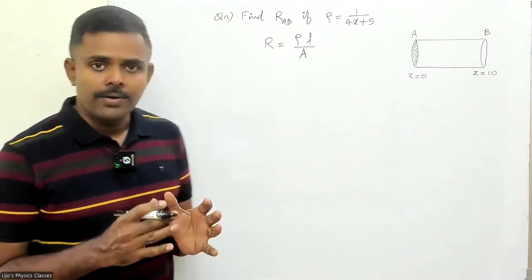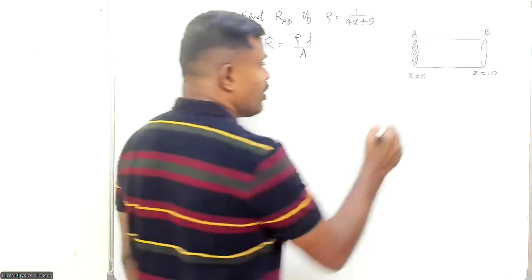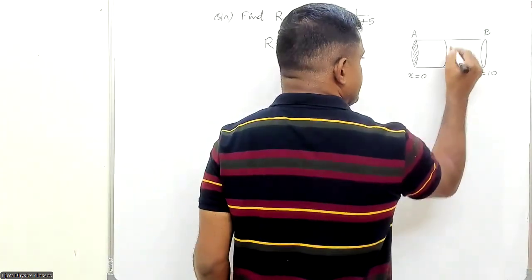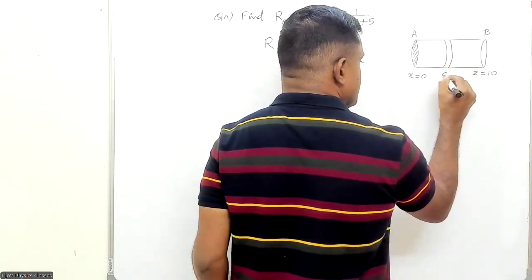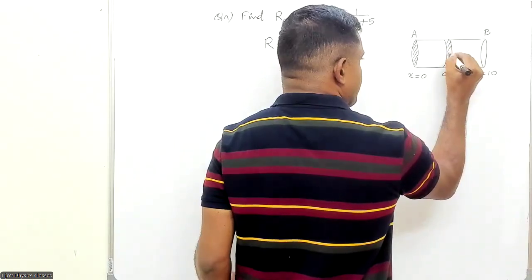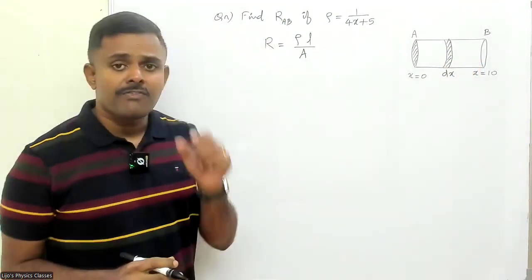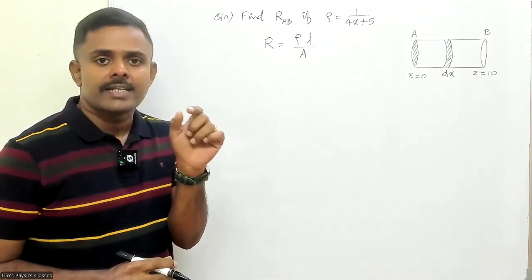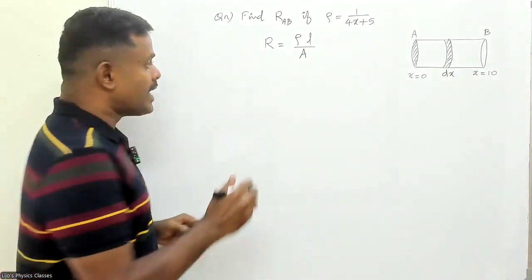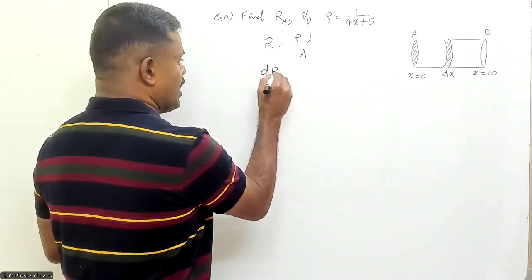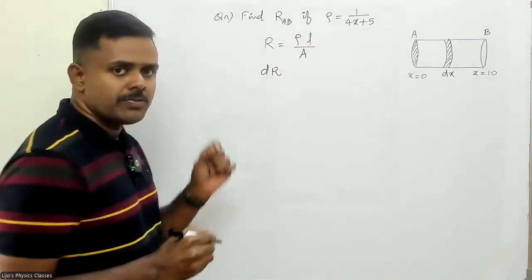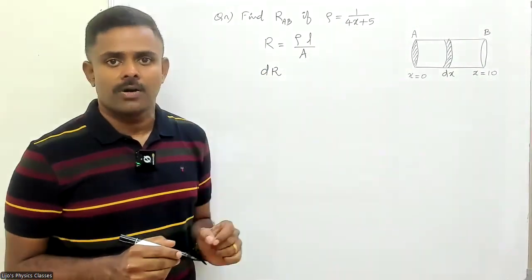So what are you going to do now? We will take a small element of length dx here. That element is having a very small length. It is called dx. And we will find the resistance of that tiny little segment. That resistance is written as dR. dR in the sense that it is very, very small, infinitesimally small.